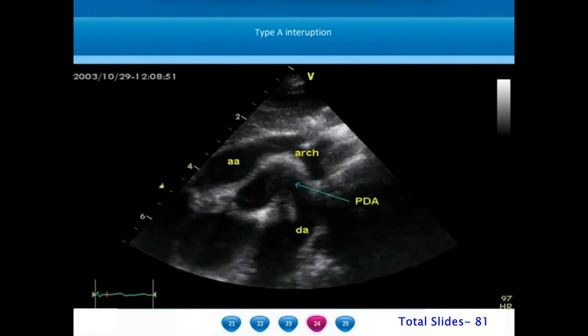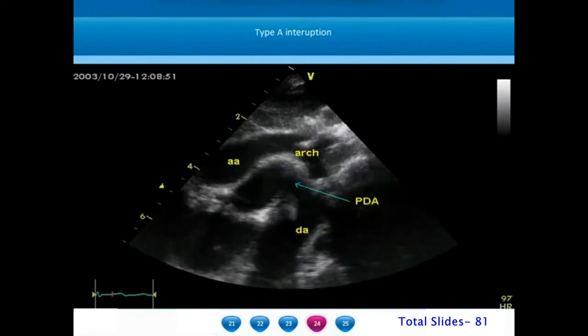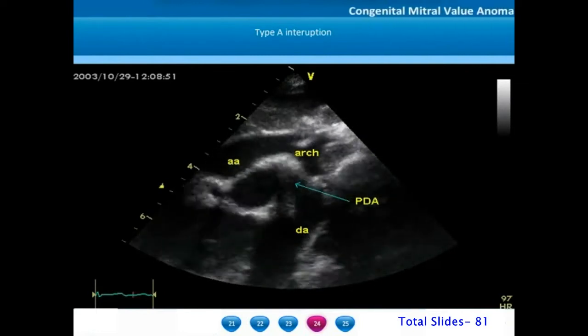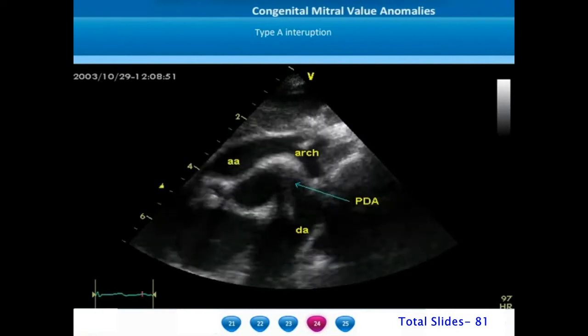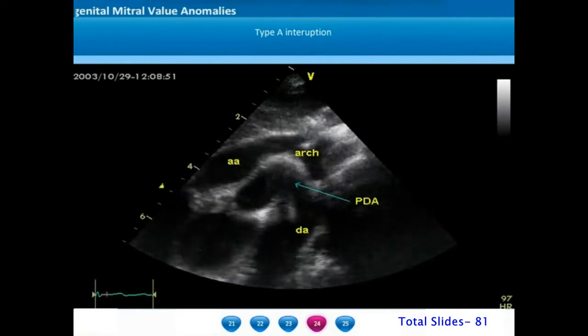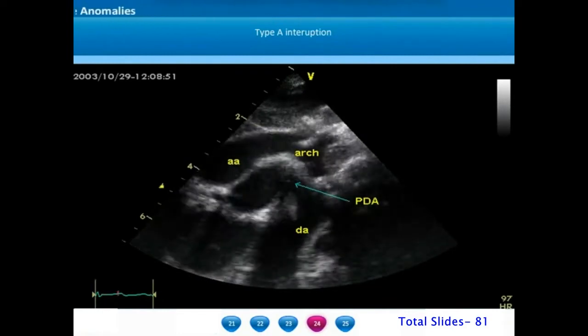Suprasternal long axis view of the aortic arch in the same patient shows a type A aortic arch interruption. The ascending aorta continues as the three arch branches and then gets interrupted. The main pulmonary artery continues as the PDA into the descending thoracic aorta.